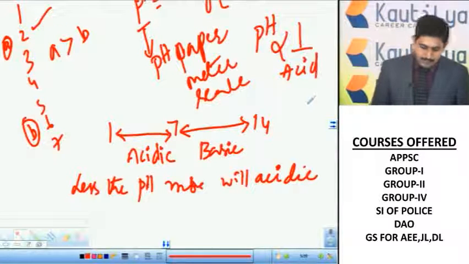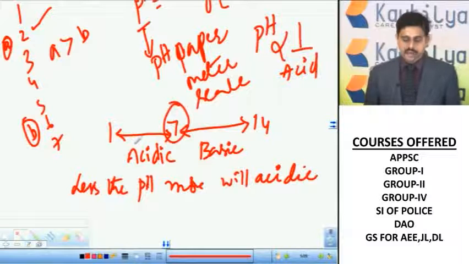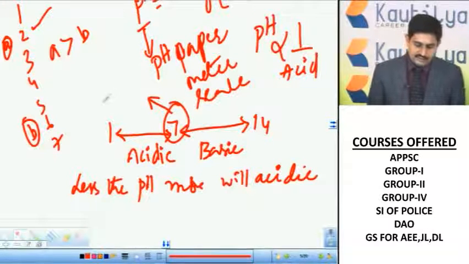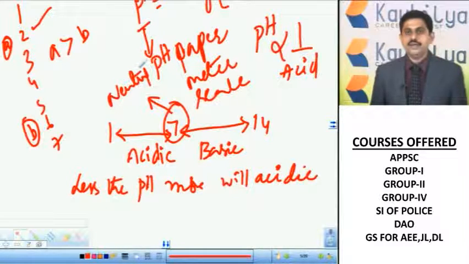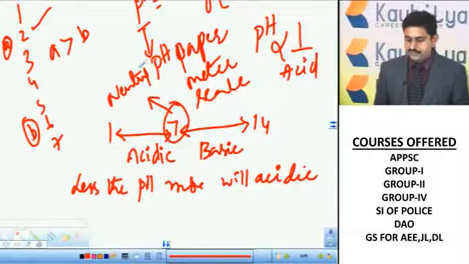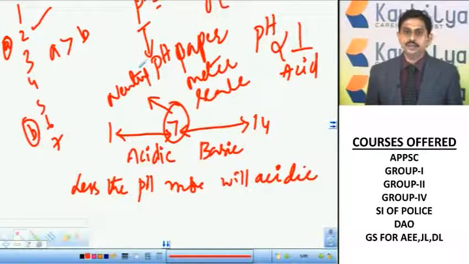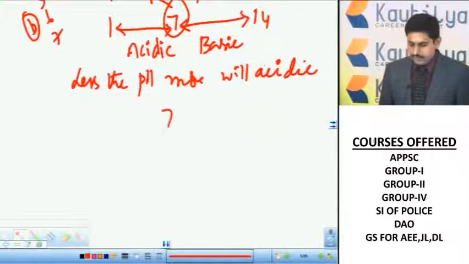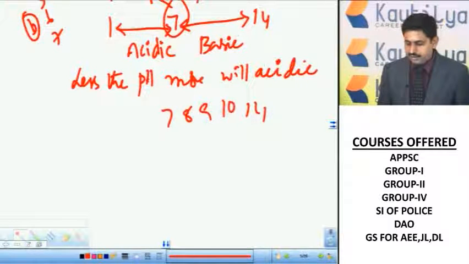Now if the given solution has a pH of exactly 7, then it is considered neutral. If the pH is from 7 to 14, then it is called a basic solution. That is, if the pH is, say for example, 7 to 14, we say it is basic: 7, 8, 9, 10, 11 and so on.